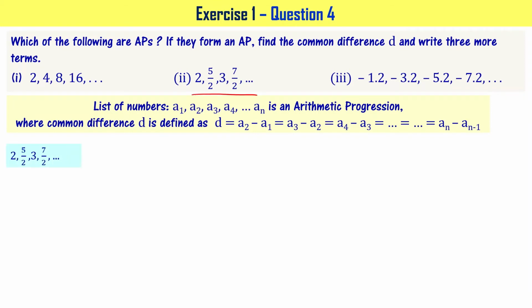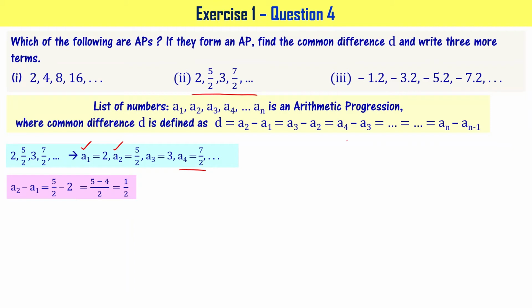The next one, what you have is 2, 5 by 2, 3, 7 by 2, and so on. When you look at this, you can say that A1 equal to 2, A2 equal to 5 by 2, A3 equal to 3, and A4 equal to 7 by 2. Right? Now let's find the difference between successive terms. A2 minus A1 is what I want to find first. That is 5 by 2 minus 2. What is its value?